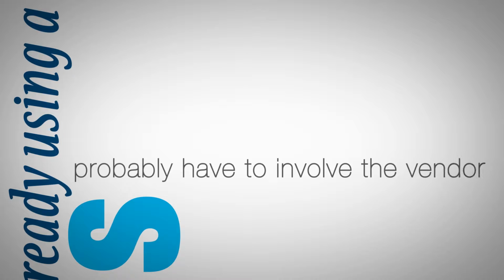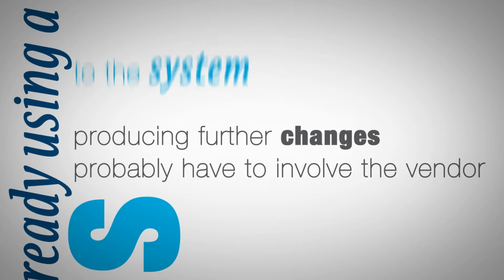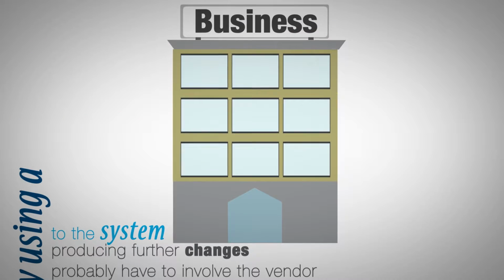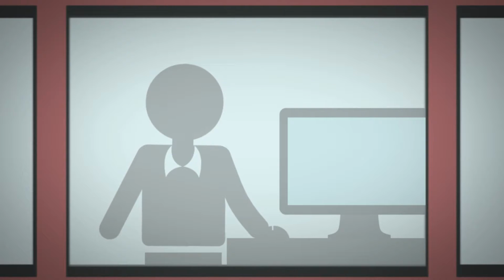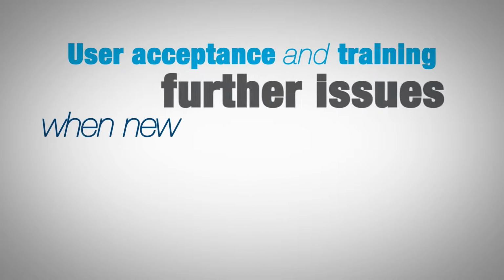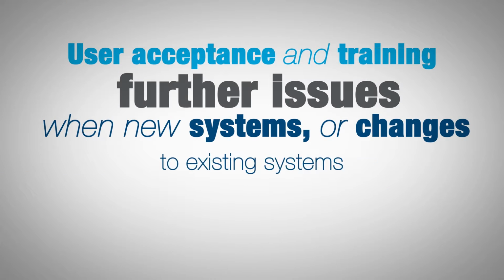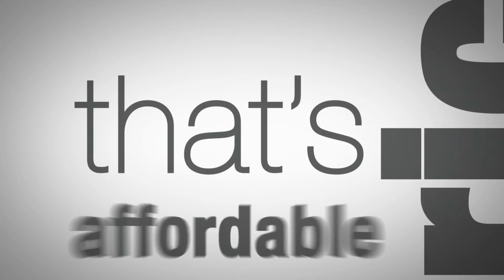If you're already using a LIMS, then you probably have to involve the vendor in producing further changes to the system as your business needs change. Or you have to have an IT person dedicated to the LIMS implementation. User acceptance and training are further issues when new systems or changes to existing systems have to be learned. So how do you get all the features that you need at a price that's affordable?